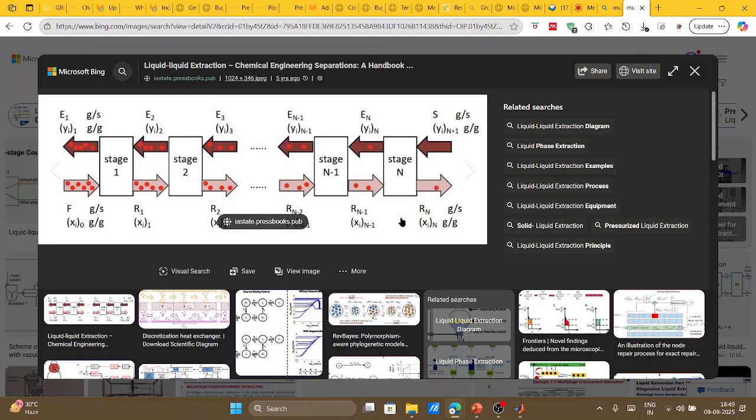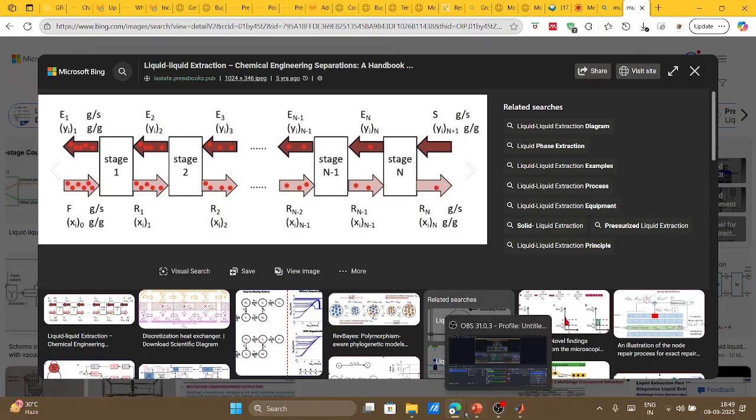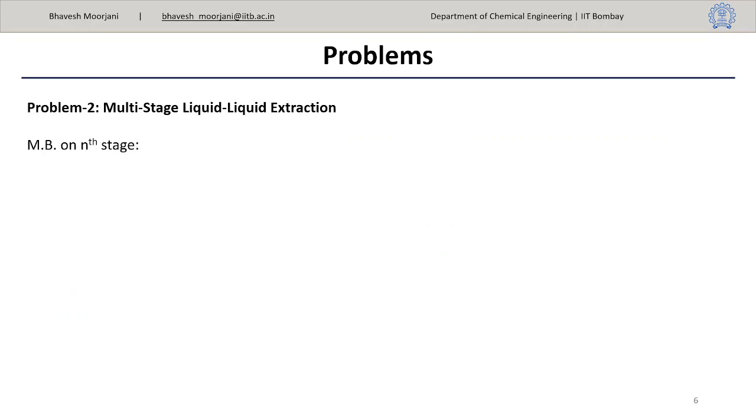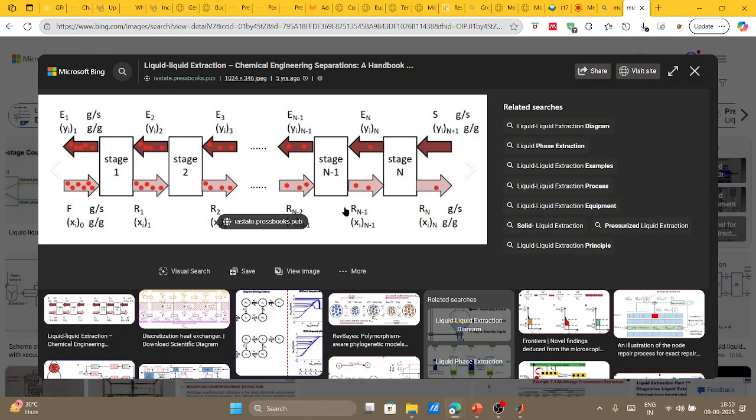Now to solve them, let's first find out what this mass balance will look like. So first I will have one total mass balance, right? So if I consider any n stage, not energy balance, my mistake, mass balance. So now I will have total mass balance for a given stage. That will be your extract coming from the previous stage plus your raffinate coming from the next stage, equal to your extract going out from the current stage plus raffinate going out from the current stage, right? So this is how it should look like.